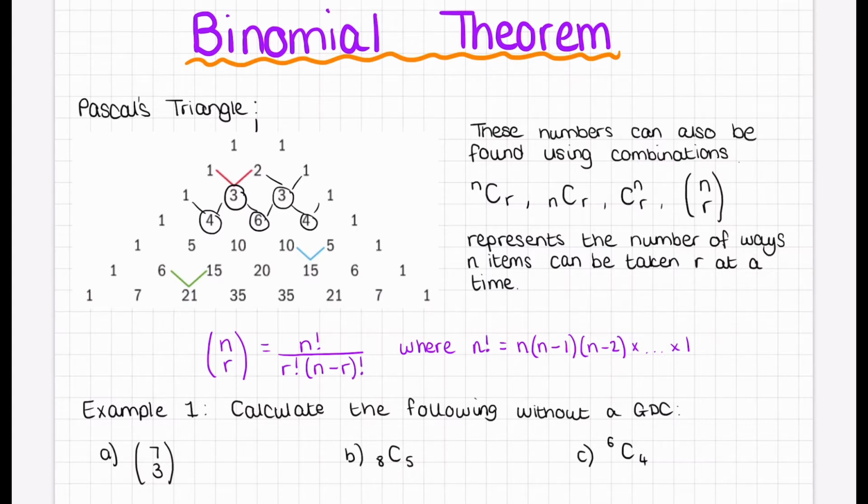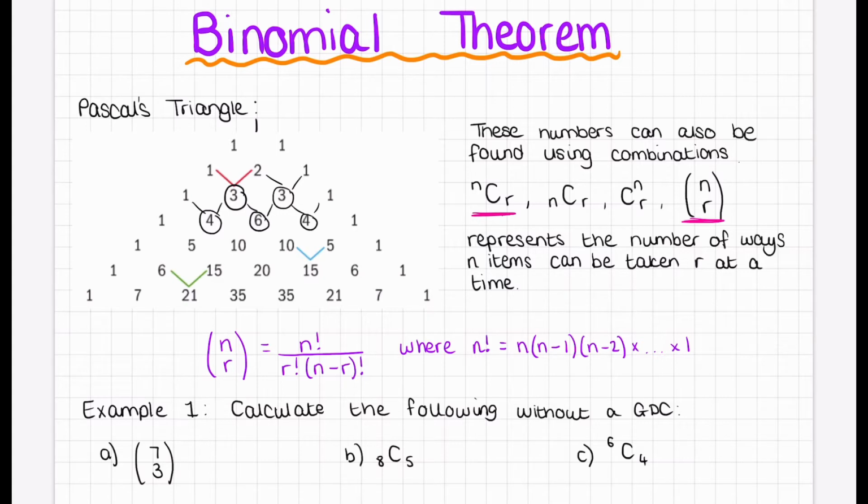So what we can do, we can actually find the numbers within this triangle using something called combinations. And the notation for combinations is this nCr. It can be written in any of these different forms. I'm generally going to use the first one or the last one in the brackets when we are doing these types of problems. And what combinations do is this notation represents the number of ways n items can be taken r at a time.